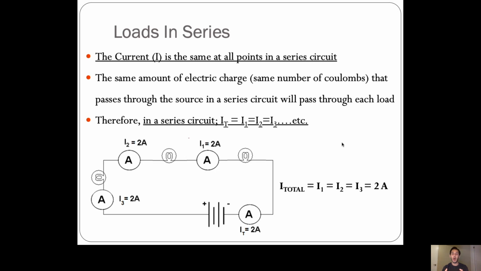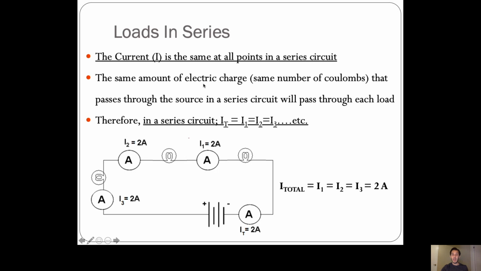because these are all just measures of physical electrons moving, that pass through the source will pass through each load. So whatever electrons leave here, at the negative terminal of the cell, they're going to pass through this ammeter, through this light bulb, through the next ammeter, the next light bulb, and so on, and they're going to return back to the positive end of the cell. And of course, we see that the current is 2 amps all the way around. Makes sense, there's only one pathway.